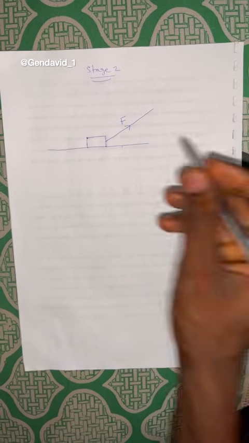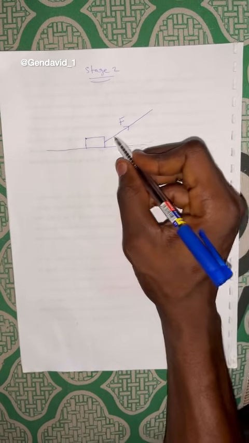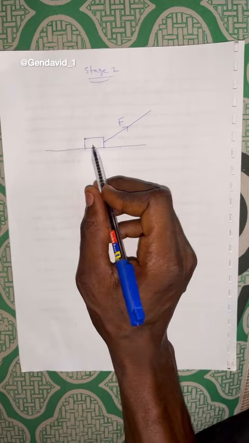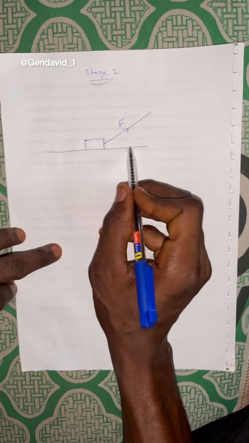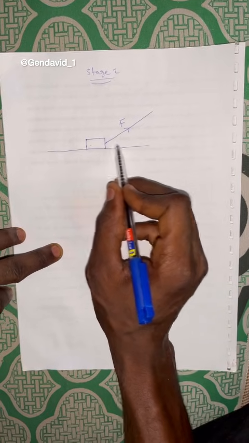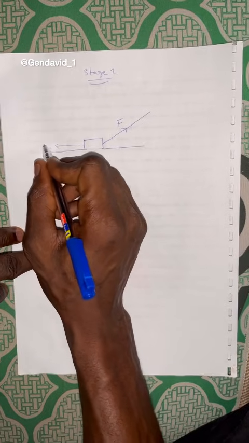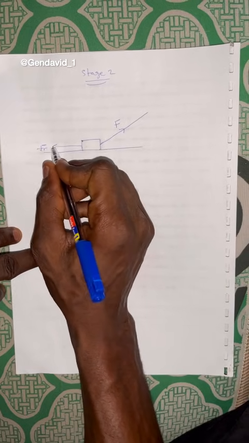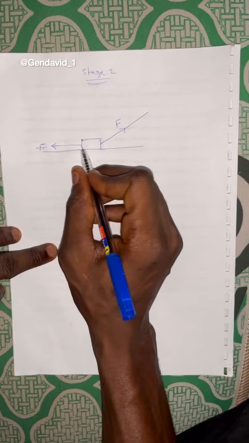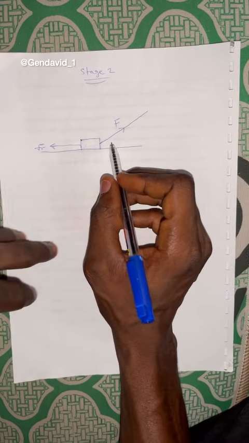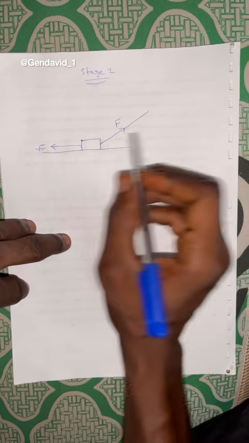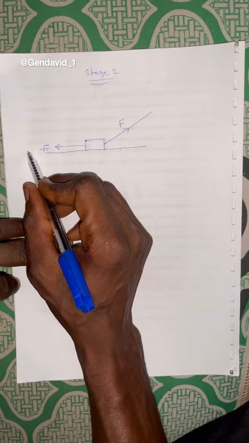Since it's going like this, then don't forget that as you are applying force like this, the motion of this body will be going like this. If the motion of this body is going like this, we'll be having frictional force. It will oppose the motion of this body. Because you are dragging this object like this, the frictional force will oppose the motion.